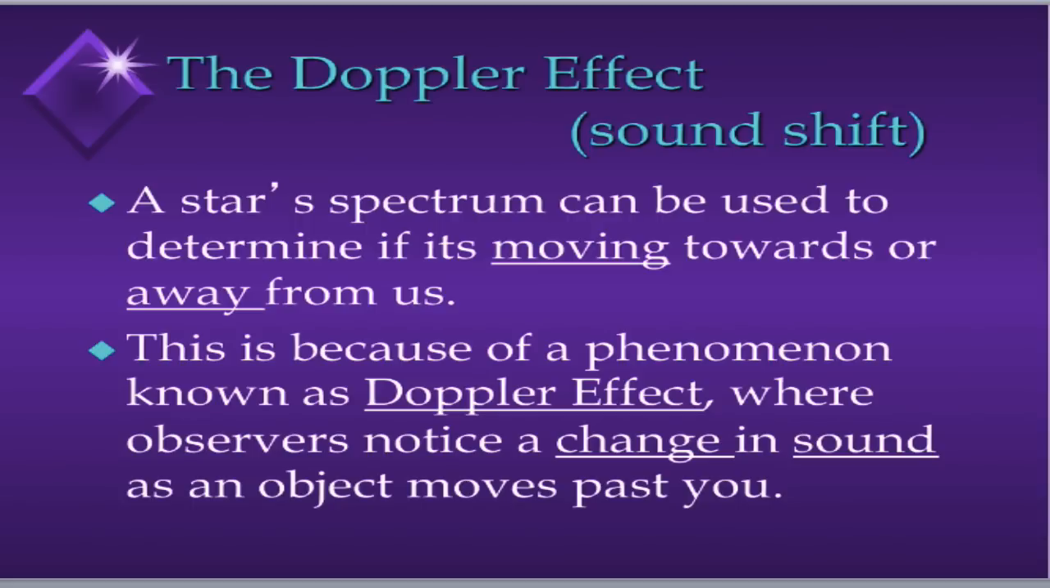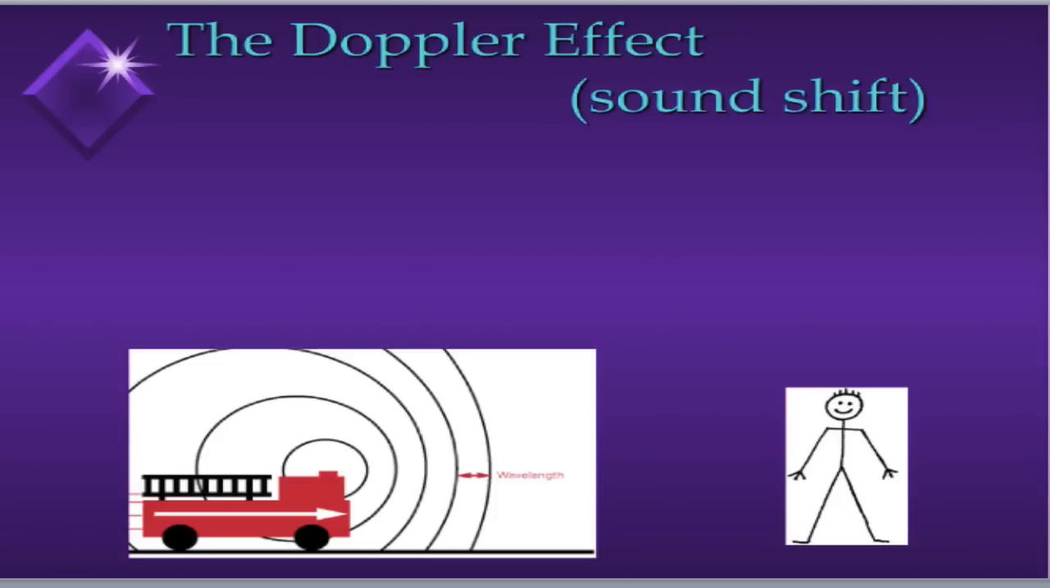Now we can use the same ideas when we are discussing stars to determine if a star is either moving towards us or away from us. We are first going to discuss how the Doppler effect works with sound and then relate what we know back to stars. So here we go.